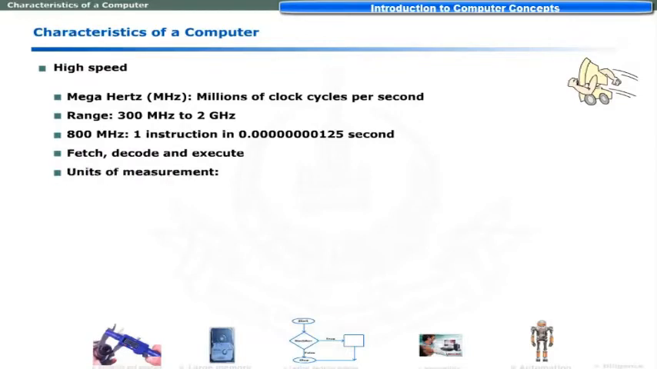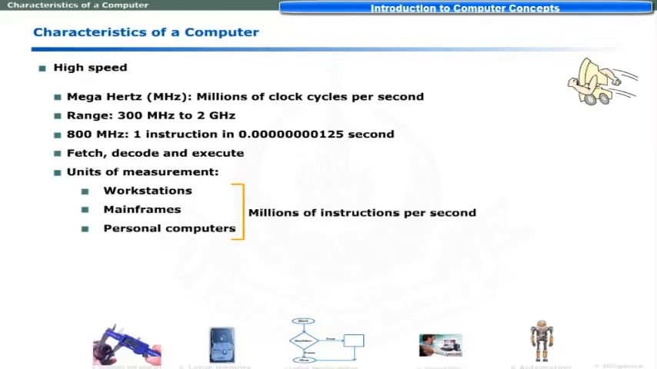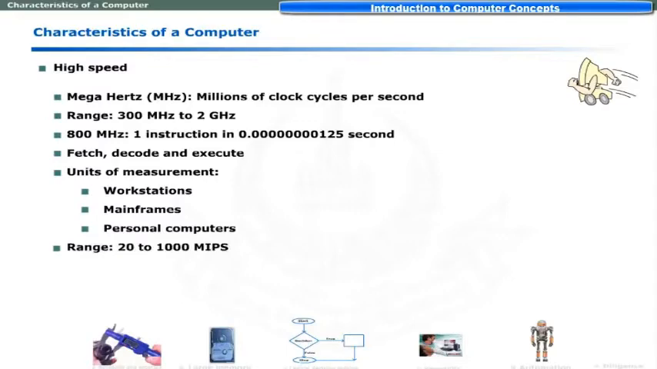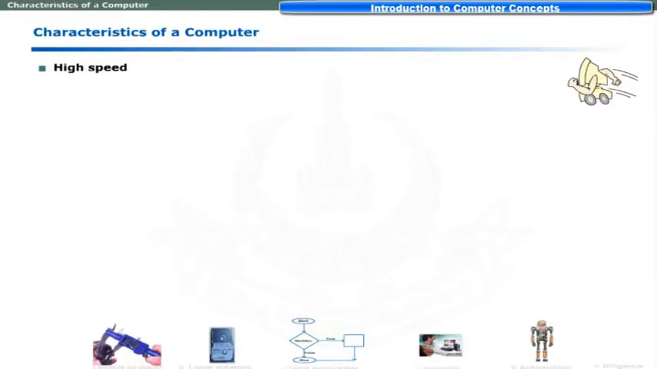The speed of workstations, mainframes, and high-speed personal computers is measured in terms of millions of instructions per second. These computers operate in the range of 20 to 1000 MIPS. Typically, a 100 MIPS computer can execute 100 million instructions per second.